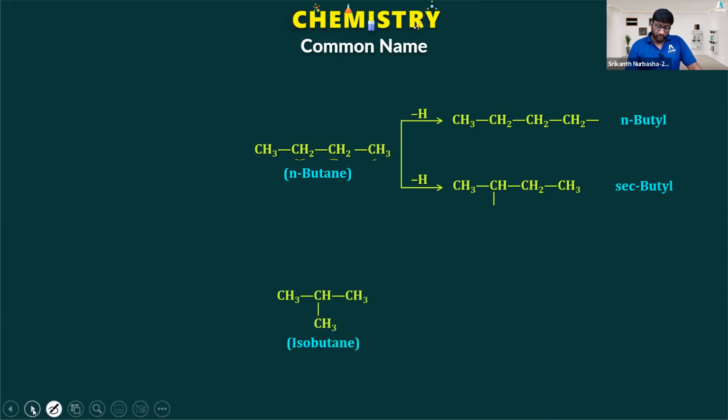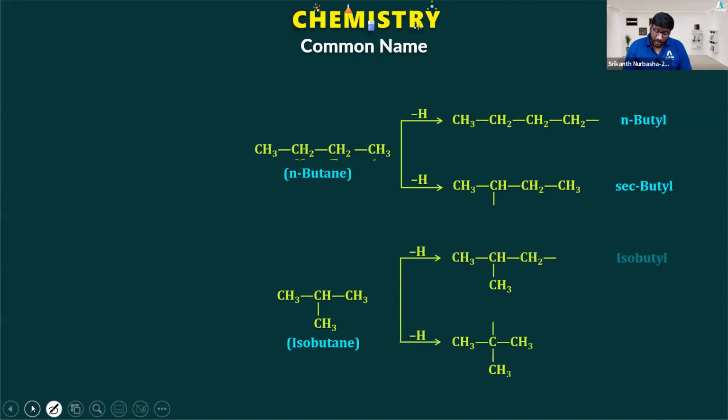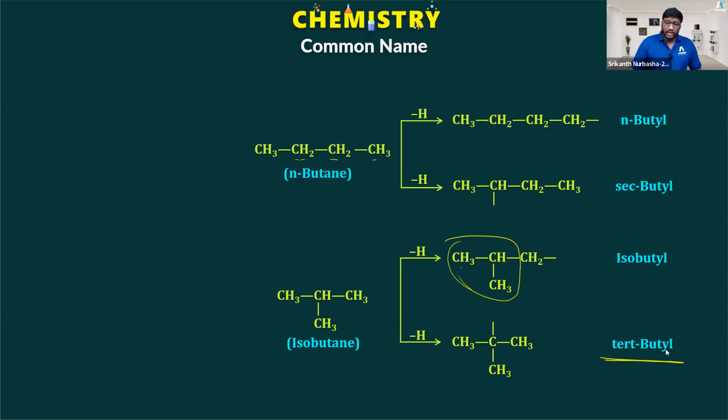N-butyl and secondary butyl. You can also take the isobutane structure, with four carbon atoms, CH3CHCH3CH3, and remove a hydrogen. I can generate isobutyl when the CH3CHCH3CH2 substituent is there. When we have CH3, C, CH3, CH3, when this is the type of radical, that is said to be tertiary butyl. Everyone got this or not?